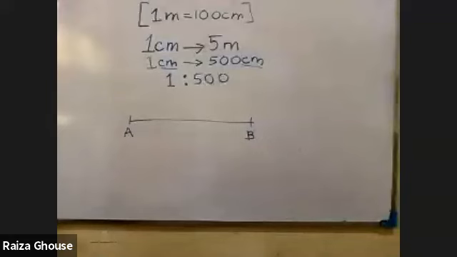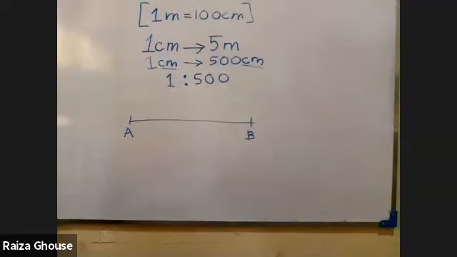Right, children, now turn to page number 141 in your textbook. The first question. Listen carefully. I'm going to discuss the first question. Write the scale given in each of the following parts as a ratio. If you didn't understand how to write scale in ratio format, look at Roman number 1. Representing 50 centimeter of actual length.